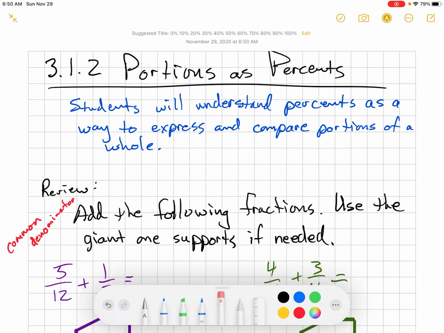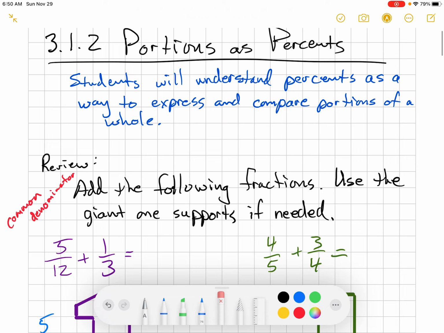So for a little bit of a review, I want you to add these following fractions. It says use the giant one supports if needed. I'm not going to show you those yet. I will show you those in just a second. But do remember, I want you to try adding these fractions, but remember they must have a common denominator. The number in the bottom must be the same. Okay, so go ahead and give that a try.